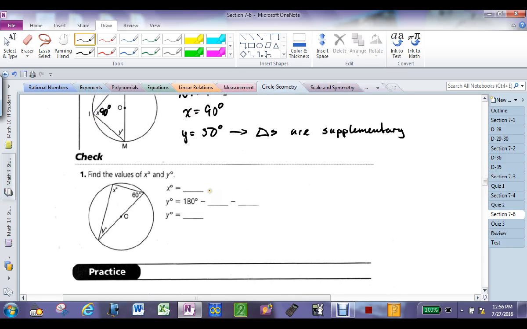So do this question. What's X automatically? 90. Because it comes from a diameter. So Y is then 180 minus 90 minus what? 60, which is 30. Is everybody good?